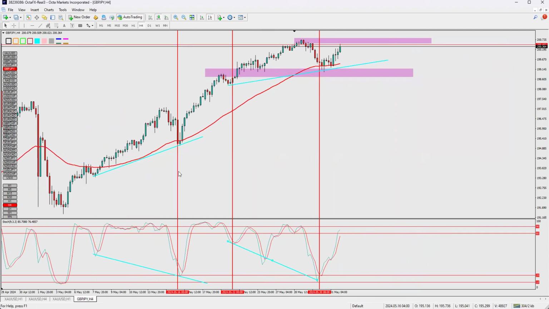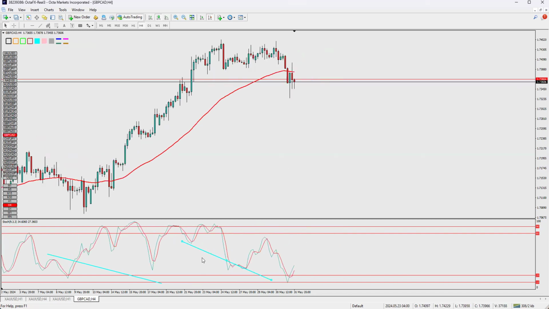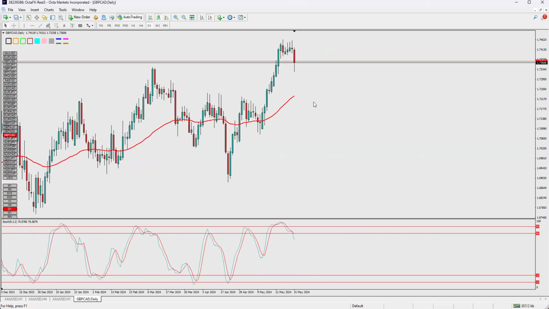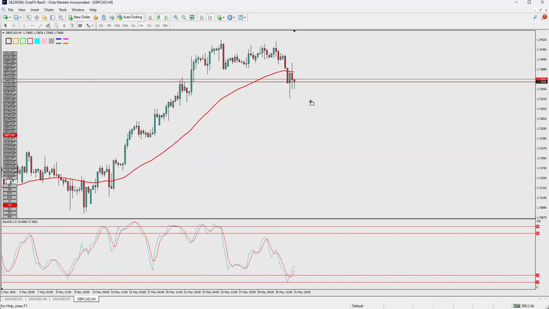We can use another pair. So we can select another pair. Maybe any pair you can select. GBP card. So on GBP card, on daily time frame, it's trying to show us the price is above the EMA 50. So H4, I'm expecting to get divergence. If I don't have divergence, I'll not enter that trade. So here you can see what we are having.